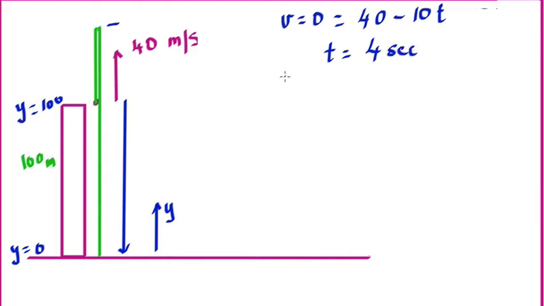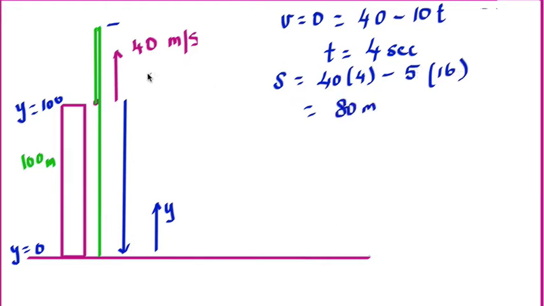Right away, we can plug that into our displacement for these 4 seconds. S is equal to ut plus half a t squared: 40 times 4 is 160, minus half times 10 times 16 is 80. So that gives me 80 meters. So the stone travels to a height of 80 meters above the top of the tower, taking 4 seconds.